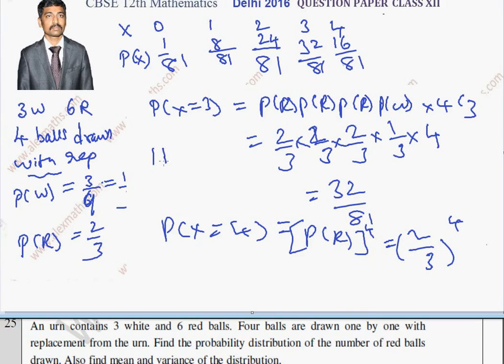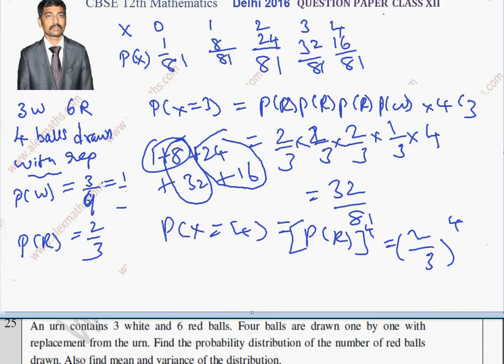So in the numerator we have 1 plus 8 plus 24 plus 32 plus 16. So we will add everything. These two will become 40. These two will become 40. 40 plus 40, 80. 80 plus 1, 81. So 81 by 81, which is 1. So it means the distribution table that we got is right.